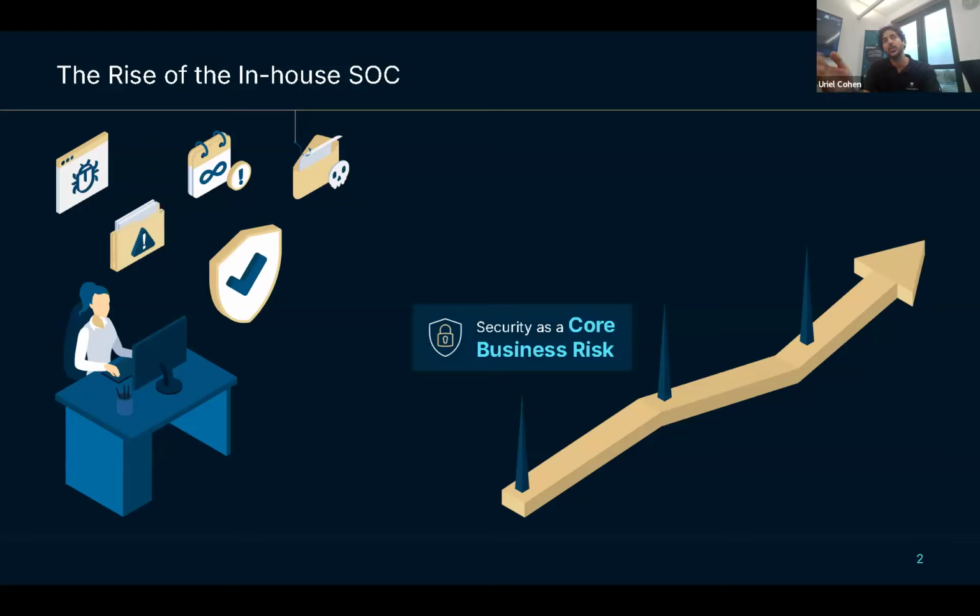The first one is that security has become a core business risk and not just an operation. This is causing large enterprises to shift away from outsourcing in order to gain more control over their business. If this is a core business risk, they really need to be able to maneuver, shift priorities, and really do the heavy lifting themselves.